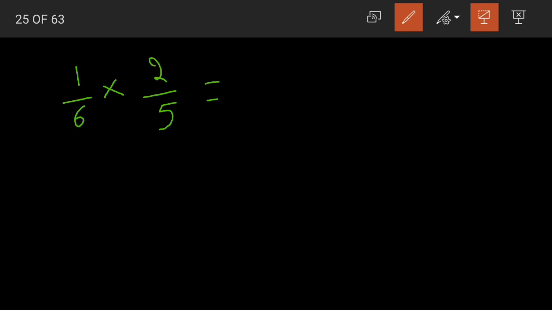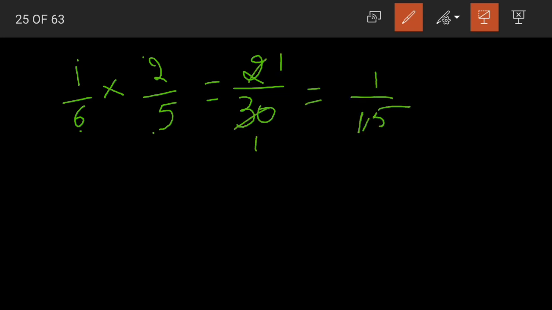What is the product of this? 1 2s are 2 divided by 6 5s are 30, which is nothing but 1 by 15. Yes, 2 1s are 2 and 2 15s are 30. Now 1 by 15 is our product, and we have to compare it with 1. Is this product less than or greater than or equal to 1? This product is less than 1.